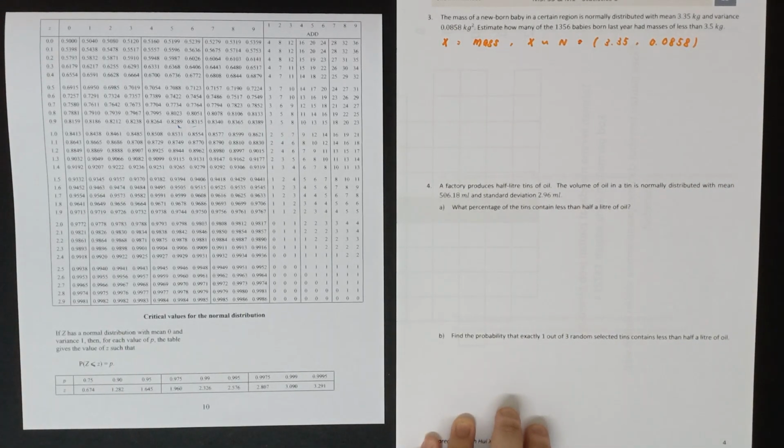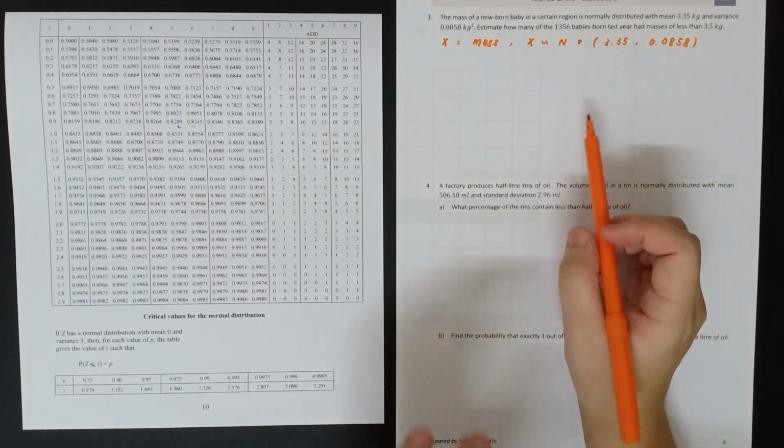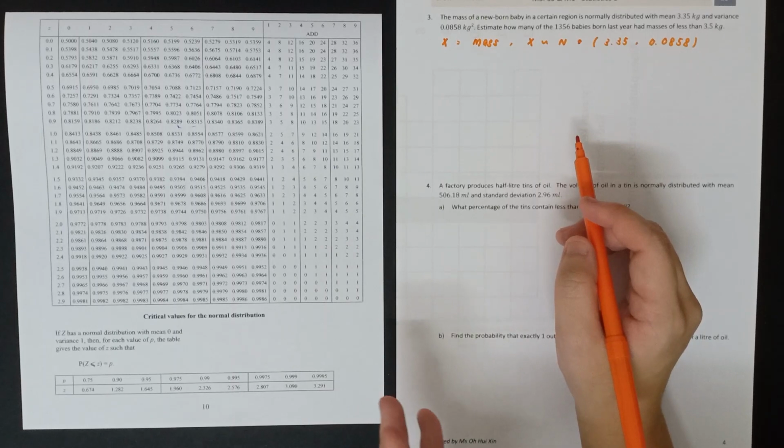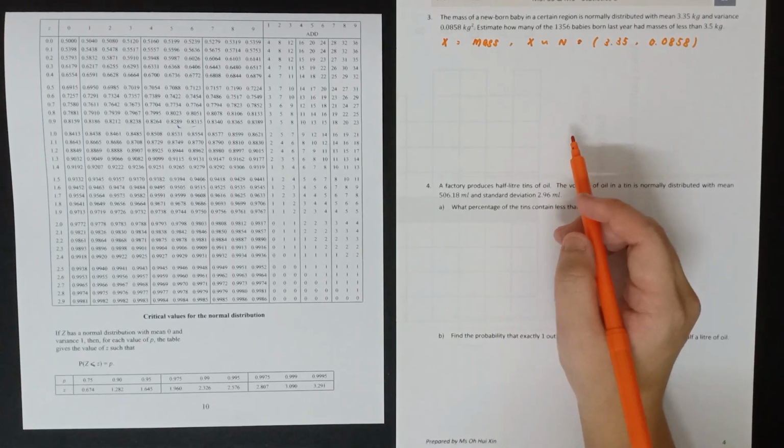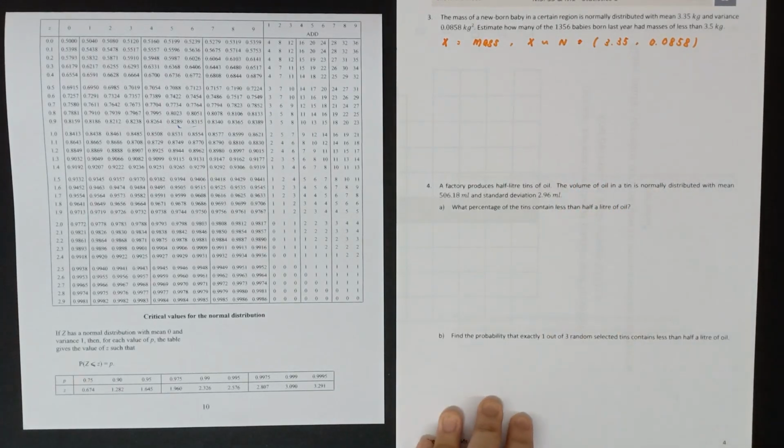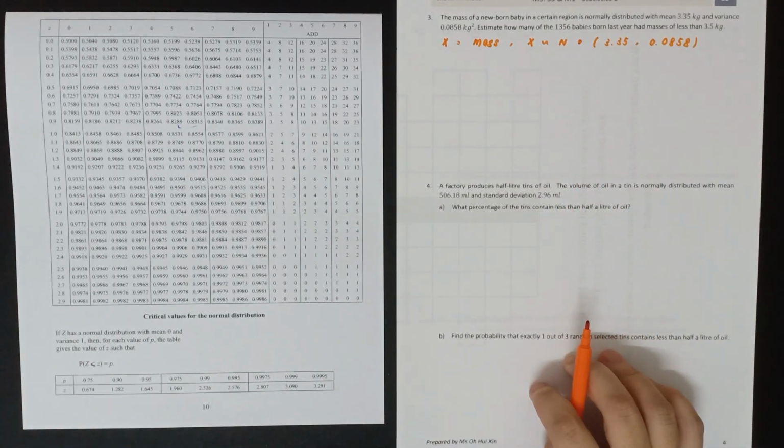So estimate how many of babies, meaning this is my total number, and I'm going to find the number of babies that had a mass less than 3.5. Before I can do that, I must find my probability first. Okay, so now I will find my probability first.